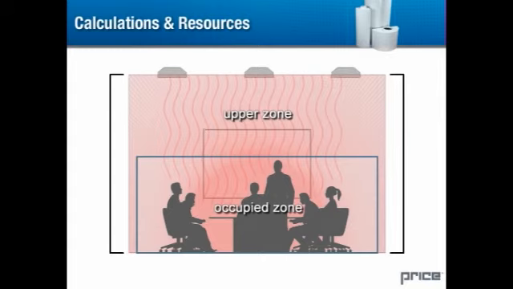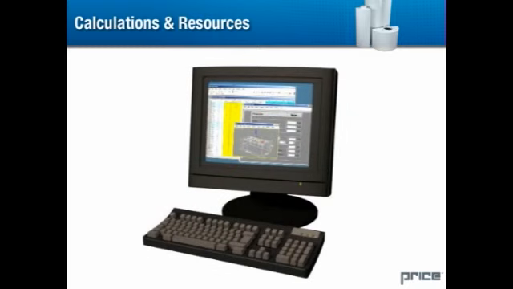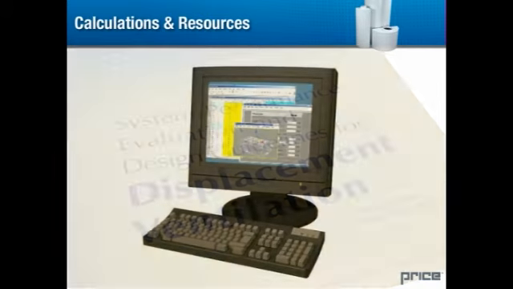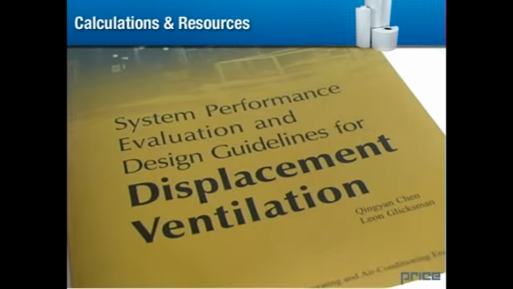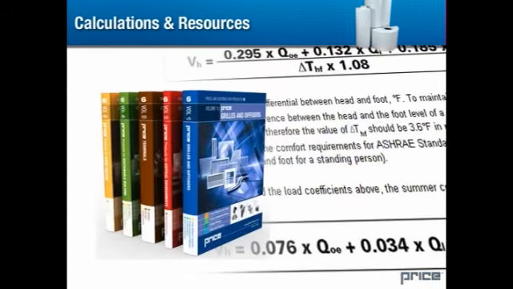Since only a portion of the load from the heat sources affects the occupied zone, we can adjust our calculation when determining the total room load. Calculation of the room load may require the use of energy analysis software and may vary in each application. A recent publication from ASHRAE, System Performance Evaluation and Design Guidelines for Displacement Ventilation, proposes a methodology for calculating cooling loads, supply air volume, and supply air temperature of a displacement ventilation system. Refer to our design guide in the displacement ventilation section of our catalog for a detailed explanation of this procedure.